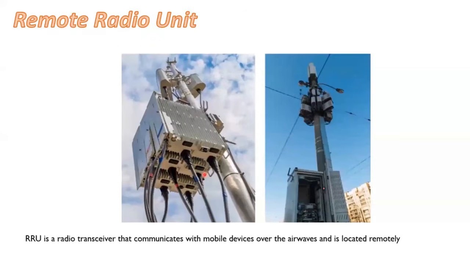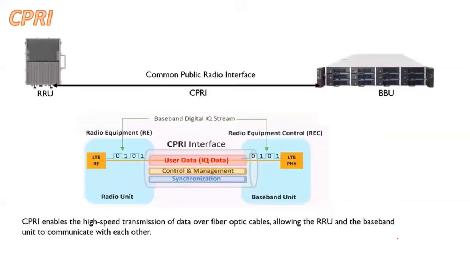Then we have the remote radio unit, and this is how the remote radio unit looks. It is on the tower. If you have not seen a remote unit before, it is on the tower and it looks like this, okay? The RRU is a radio transceiver that communicates with mobile devices over the airwaves, and it's located remotely, right? And then we have CPRI, the Common Public Radio Interface. It enables the high-speed transmission of data over a fiber optic cable, so it allows the connection between the RRU and the BBU, the baseband unit.